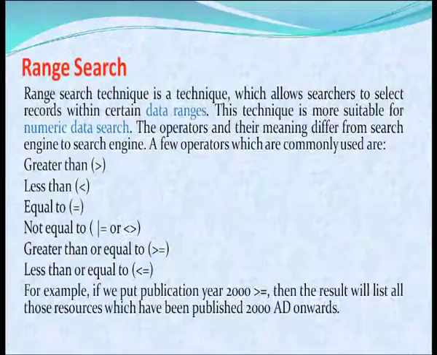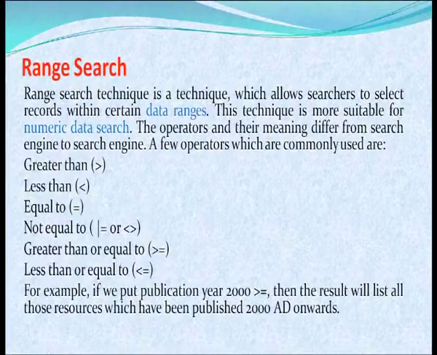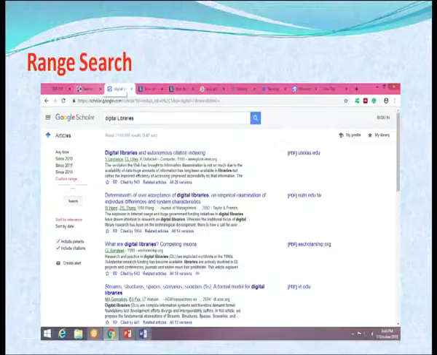Then we come to the range search. Range search is a technique which allows the searcher to select records within certain date ranges. This technique is more suitable for numeric search data. The operators and their meaning differ from search engine to search engine. The few operators which are commonly used in the range are greater than, lesser than, equal to, not equal to, greater than or equal to. These are all examples where we can put, say, greater than 2000 if we are searching for publications after 2000. So, we will get the publications only after 2000.